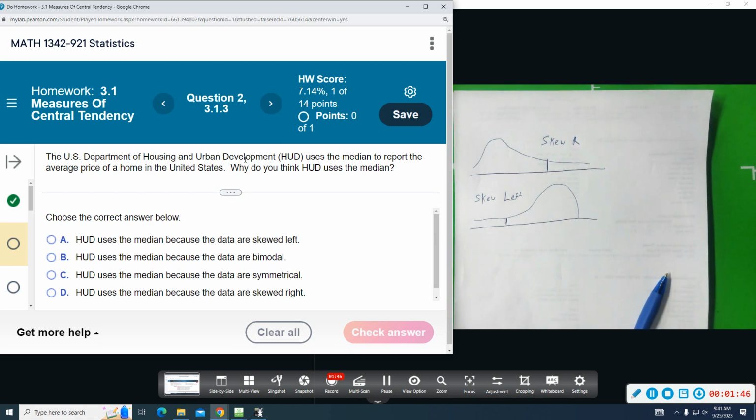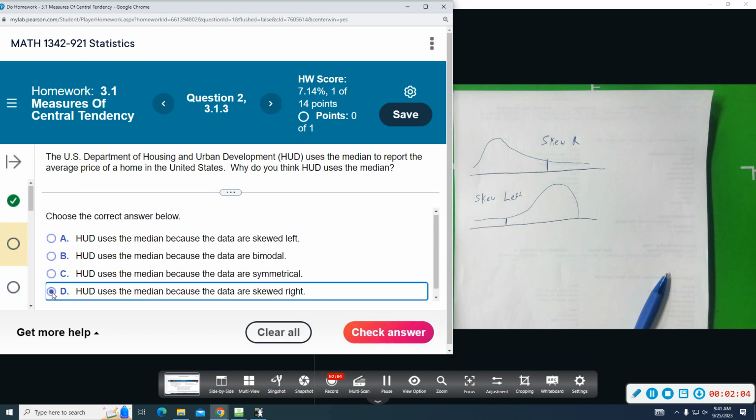I don't see data, so most of the time you're going to use the median when this is the case, but we don't have the data, so we'll just have to take a guess. Urban, I would say skewed to the right. Maybe there's an expensive house there. It's going to pull the average price up.